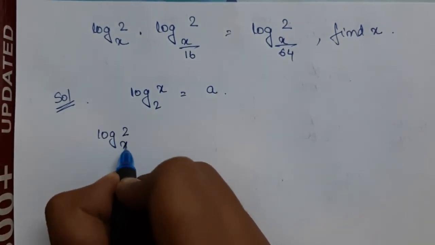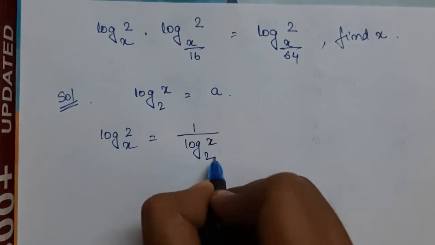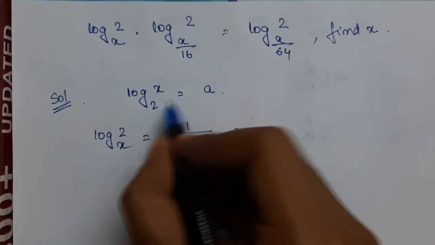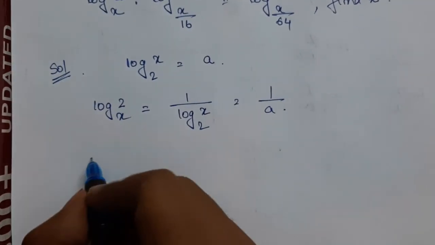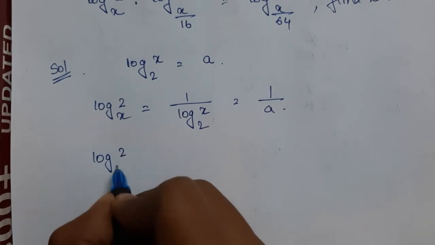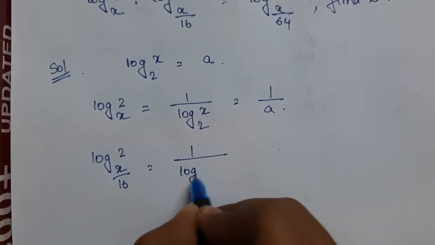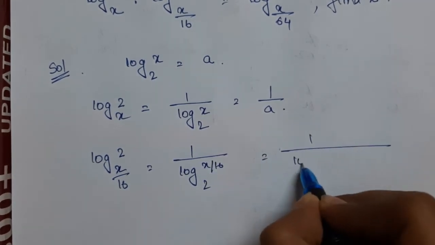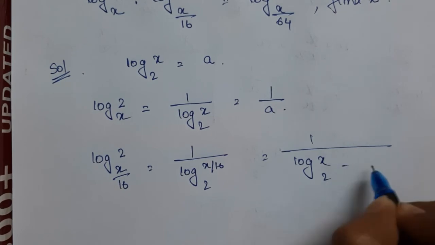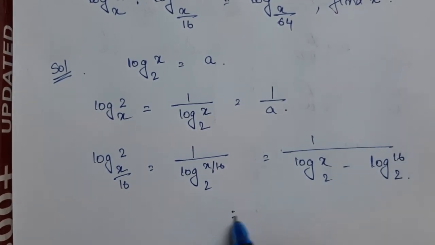Log of 2 to the base x can be written as 1 by log of x to the base 2, right? So as we have taken log x to the base 2 equal to a, we can write it as 1 by a. Similarly, log 2 to the base x by 16 can be written as 1 by log of x by 16 to the base 2, right? When there is a division, we can write it as minus. There is no problem here, I think.